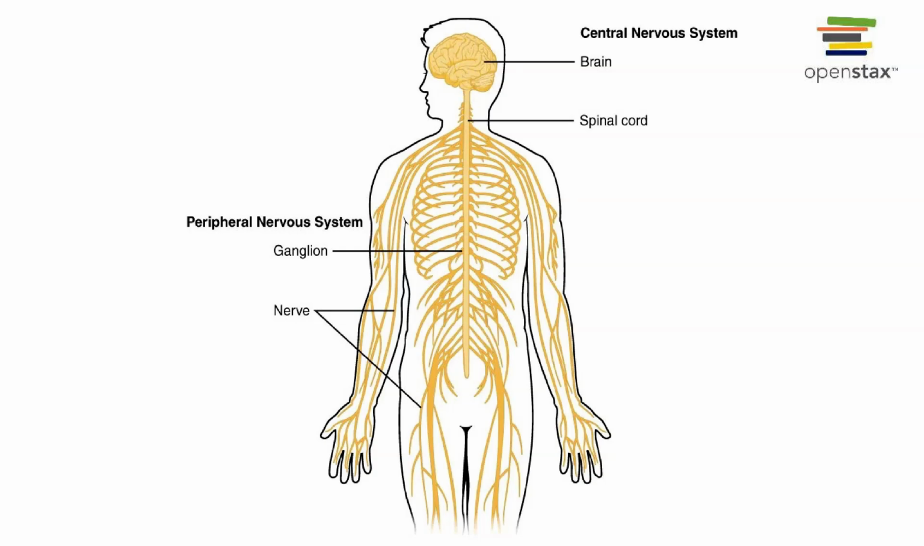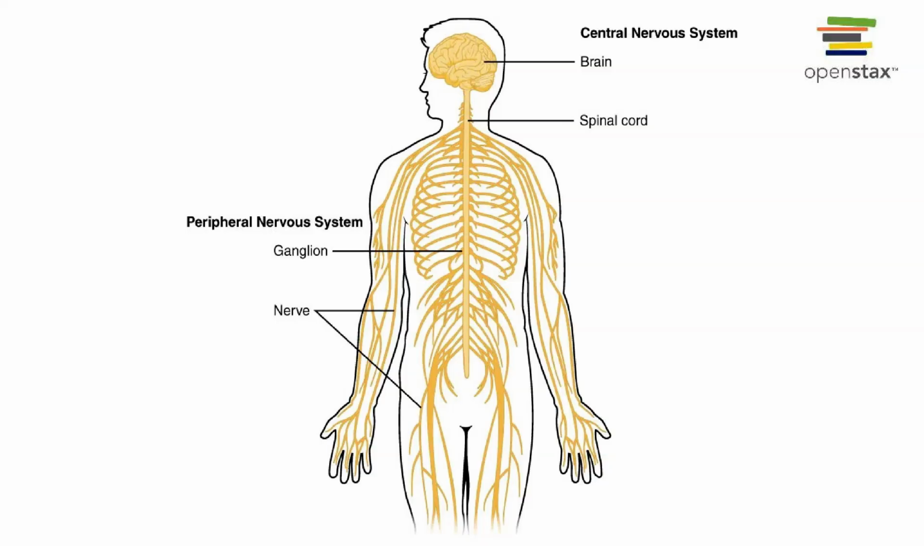These peripheral nerves connect every part of your body to the central nervous system, creating a complex communication network that allows for rapid transmission of signals between your brain and the rest of your body. Notice how the nerves branch out from the spinal cord, reaching every region of the body. The nervous system has three main jobs: sensory input, integration, and motor output.